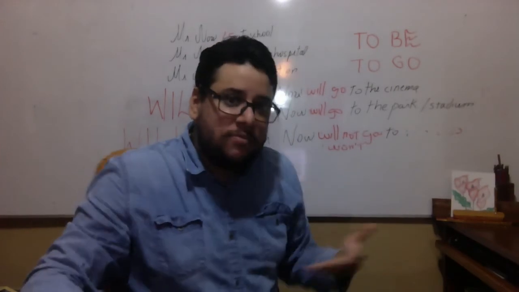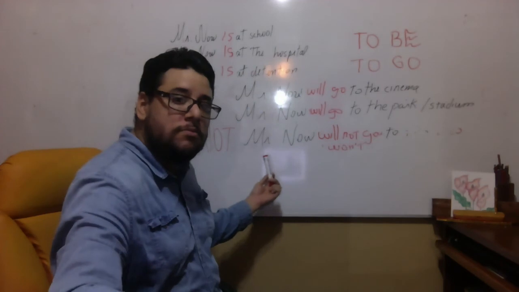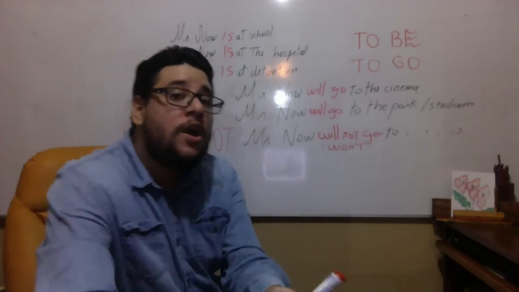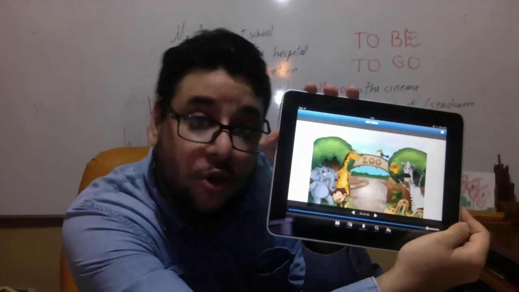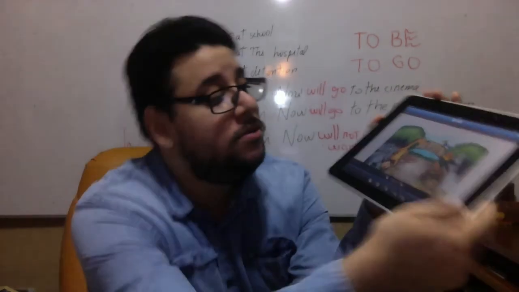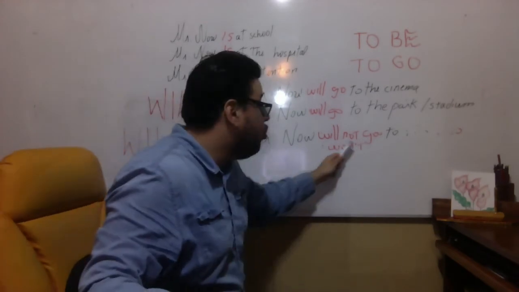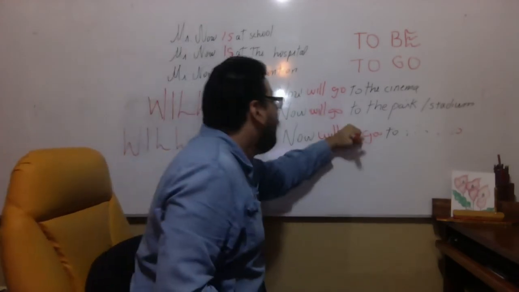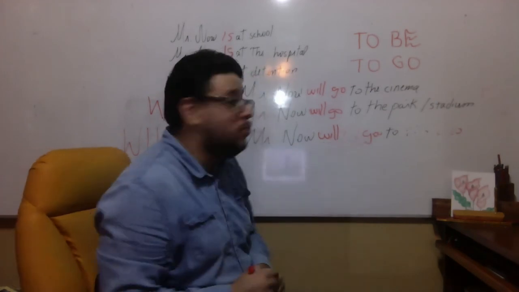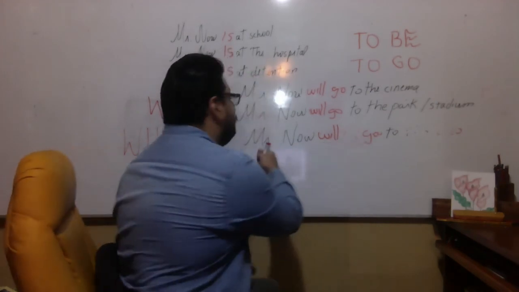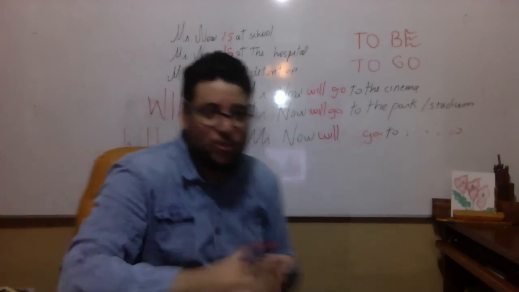Yeah, we use the same structure. Mr. Now, okay, where do you want him to go? Mr. Now wants to go to the zoo. So, Mr. Now will not do, no, will. Remember, we want Mr. Now to go to the zoo. So we write, Mr. Now will go to the zoo.